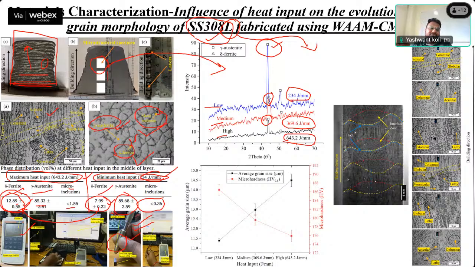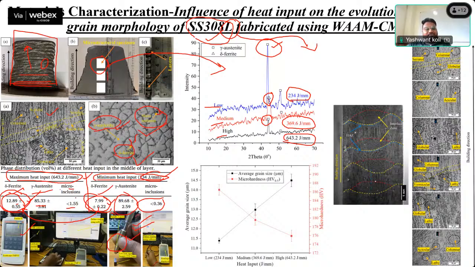10% is the average of the ferrite content that is there in the austenitic matrix or austenitic stainless steel using a WAAM process. So that we have already measured and calculated, like 8% from the low heat input and almost 13% to the high, so an average 10% inclusion is needed.